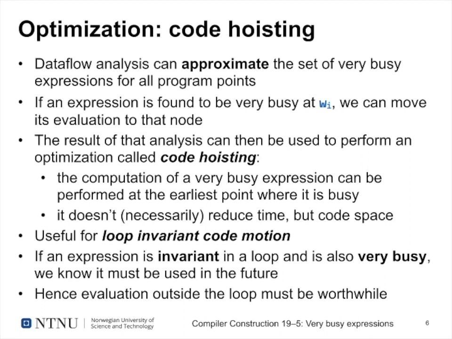And this is useful for another optimization, which then might save execution time again, which is loop invariant code motion. So if we have an expression inside of a loop that is not changed inside of the loop, like our if expression in our previous slide, and it is executed maybe thousands or millions of times, it's very useful to calculate it before we get into the loop, so we don't have to repeat its evaluation. And if we know this expression is invariant and is very busy, we know it must be used in the future, so it's worthwhile to evaluate this expression outside of our loop.